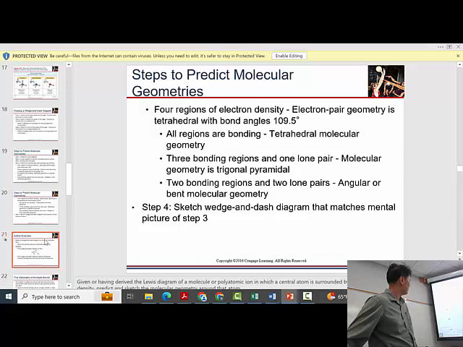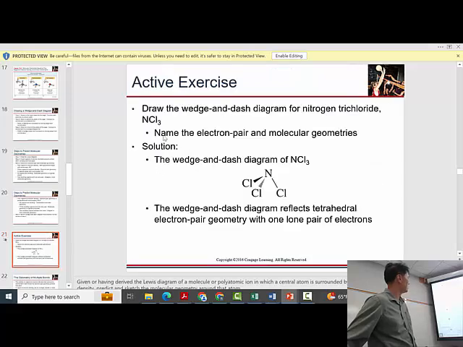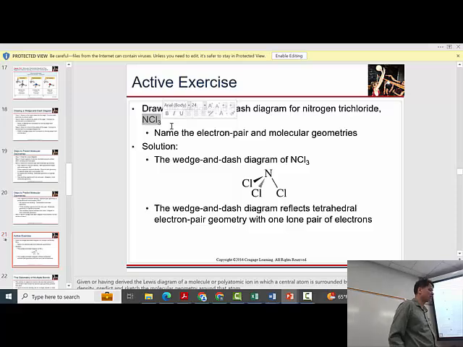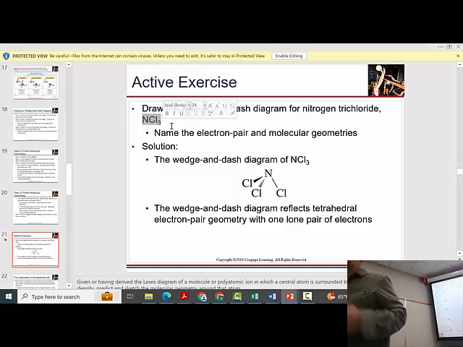All right, so let's take a look at some examples here. We're going to look at NCl3 as an example of doing this. So the first thing we're going to do is just draw the Lewis structure following the rules that they have for the Lewis structures.